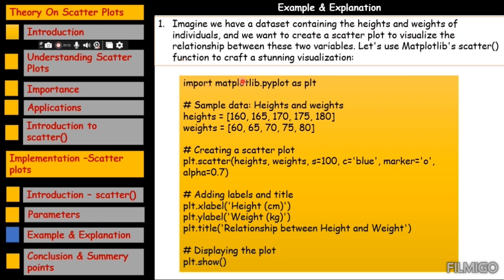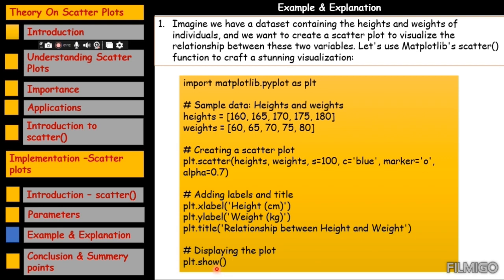Import matplotlib.pyplot as plt. Sample data, heights and weights. Heights equals 160, 165, 170, 175, 180. Weights equals 60, 65, 70, 75, 80. Creating a scatter plot. plt.scatter(heights, weights, s=100, c='blue', marker='o', alpha=0.7). Adding labels and title. plt.xlabel('Height (cm)'). plt.ylabel('Weight (kg)'). plt.title('Relationship between Height and Weight').